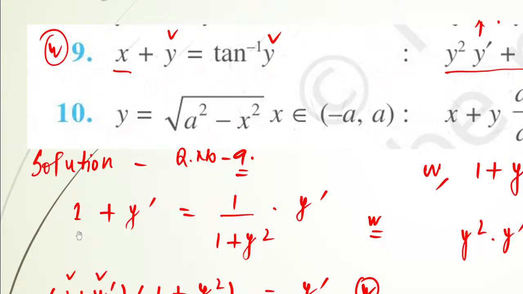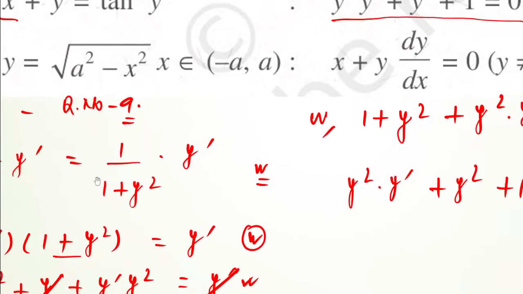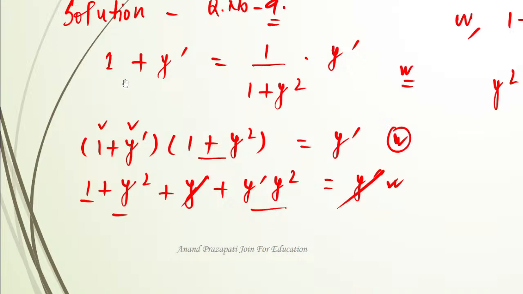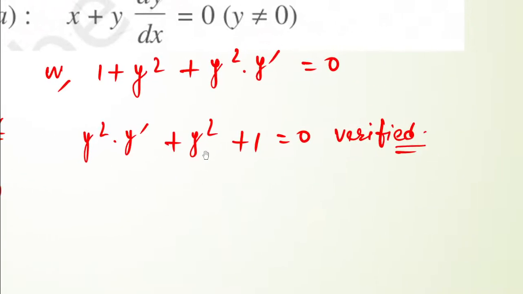The derivative of x will be 1, the derivative of y will be y dash, and the derivative of tan inverse y will be 1 by 1 plus y square into y dash. After the simple calculation we get this. After the cross multiplication we get 1 plus y dash into 1 plus y square equal to y dash. After the simple multiplication we get this. We cancel y dash, then we get 0. So after the simple calculation we get this one.